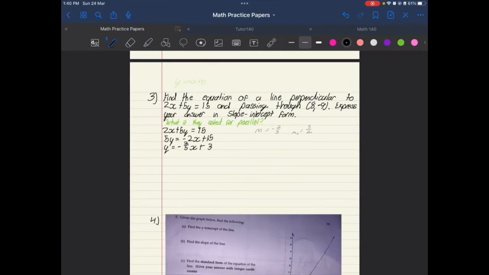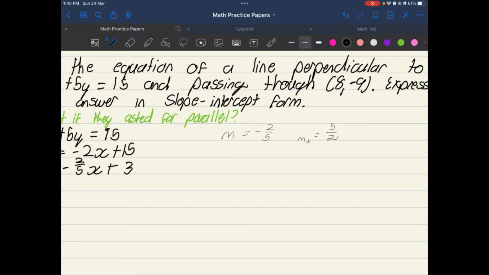Now, if this was going to be parallel, like if they told you to find the equation of a line parallel, you use the same slope. So if it's parallel, you'd use the same slope, so m equals negative 2 over 5. So that is parallel, and that is perpendicular.